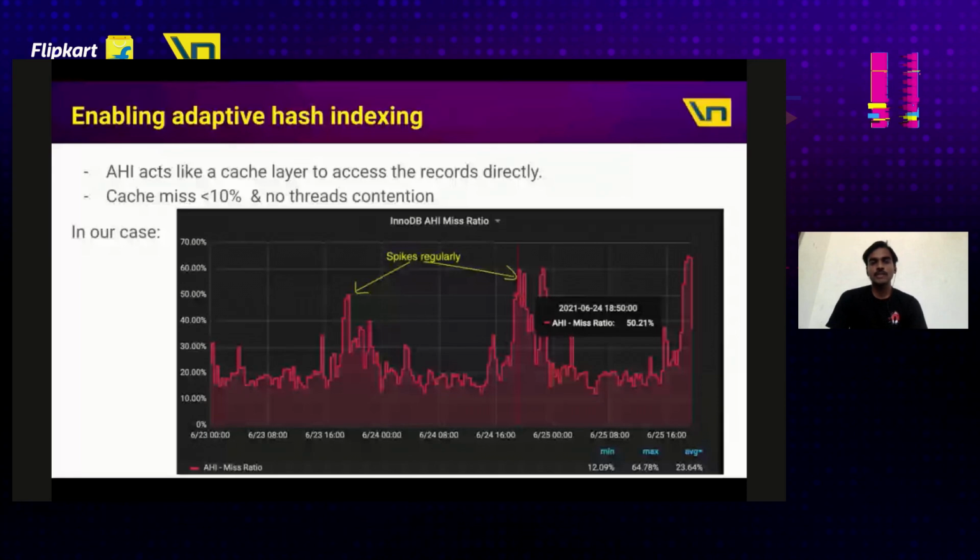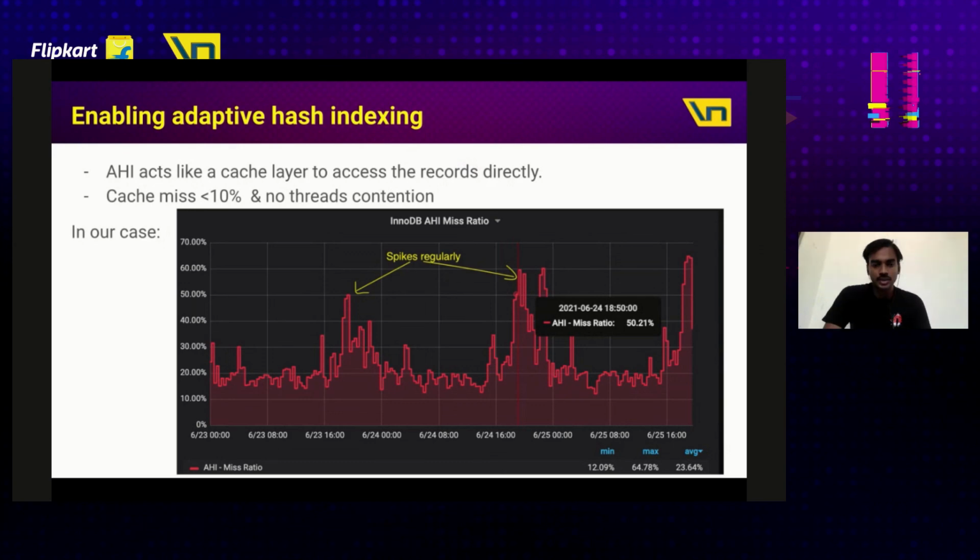Now the question naturally comes: why do we use adaptive hash indexes, and when do they help us? Since it acts like a cache layer to access the records directly, we can say that if the cache misses less than 10 percent, or you don't see any threads contending for locks in the semaphore section, then we can very well say that AHI is helping us.